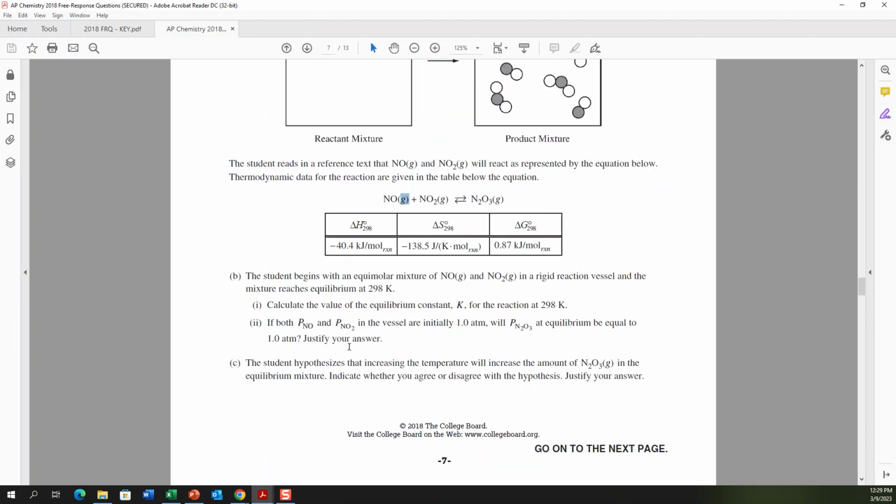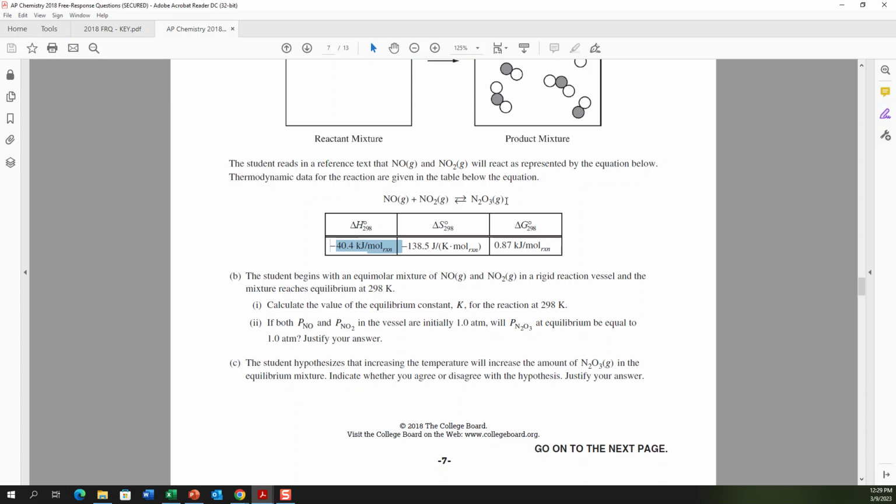Let's see, part D. A student hypothesizes that increasing the temperature will increase the amount of N2O3 at equilibrium. Indicate whether you agree or disagree with the hypothesis and justify. Well, you have to disagree because an increase in temperature would not cause this reaction to shift to the right. It would cause this reaction to shift to the left. And the reason you know that is because it's an exothermic reaction. That's what this delta H is telling me. So heat is a product.